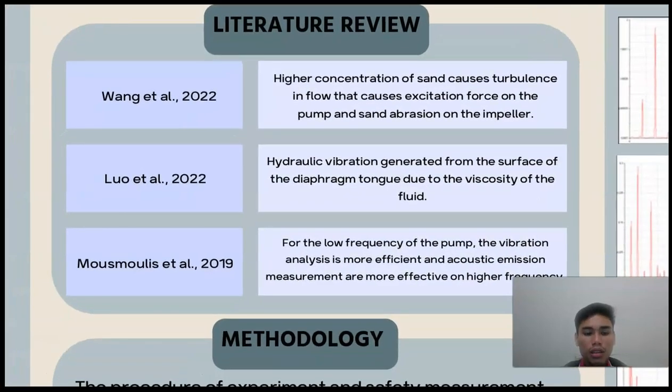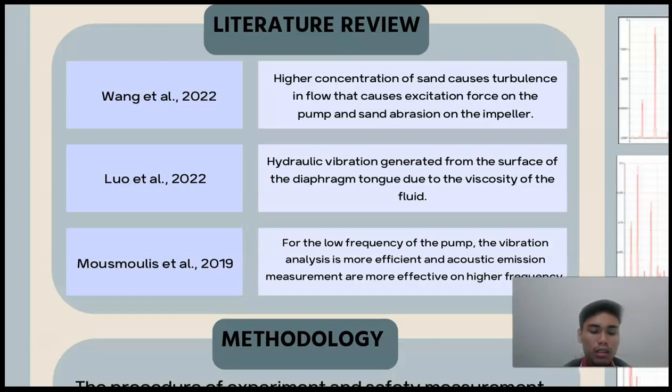For the literature review, from the previous research done by Wang et al. in 2022, the study shows the higher concentration of sand causes turbulence in flow that causes excitation force on the pump and sand abrasion on the impeller.